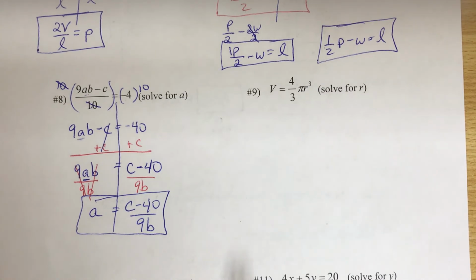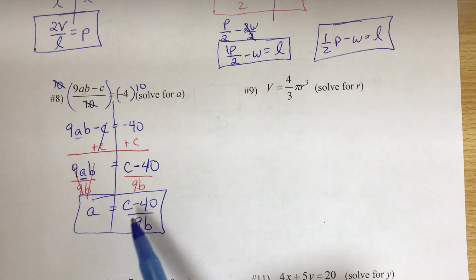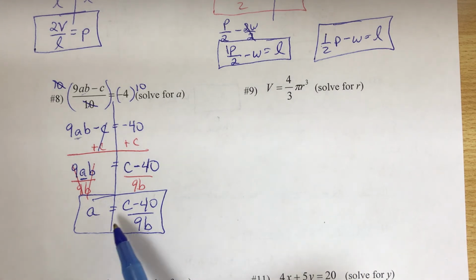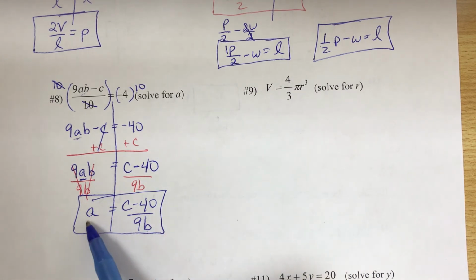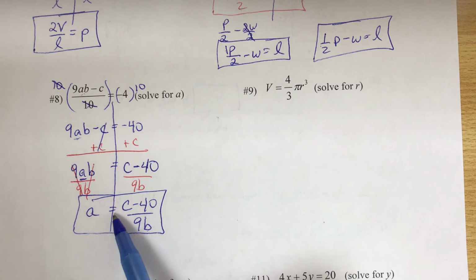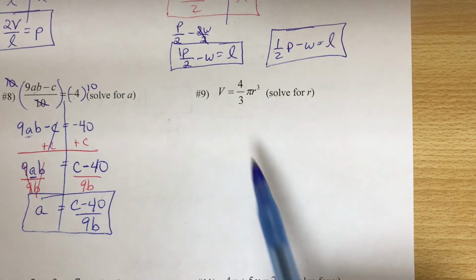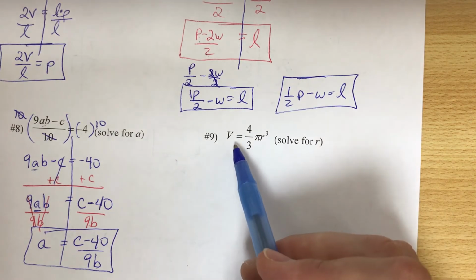So I think one of the things that people find kind of confusing is that your answer doesn't look very simple. Normally an answer will look a little bit easier or shorter. No, we're not really doing that. We're just moving things around so that we can get it as a equals, in this case, to solve for a. Number 9, this is another volume problem.